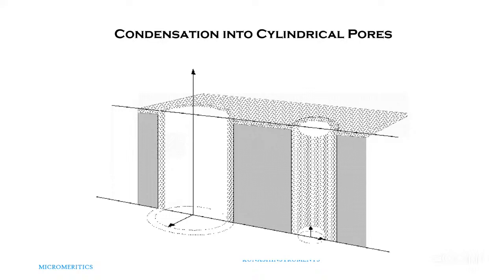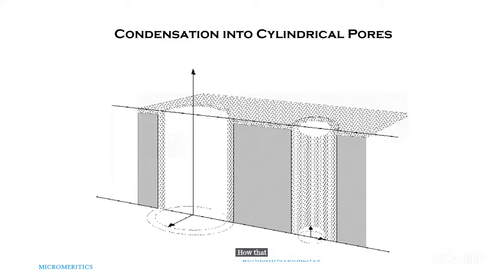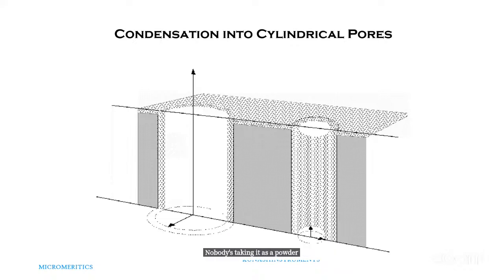In pharmacokinetics and dynamics, sir, we will see how the drug is absorbed into the human body, but we can't see the surface of that drug. There will be absorption, metabolism, ADME parameters. You need that drug formulation in some form, and nobody is taking it as a powder most of the time. How does that drug dissolve, or what you call the dissolution test?